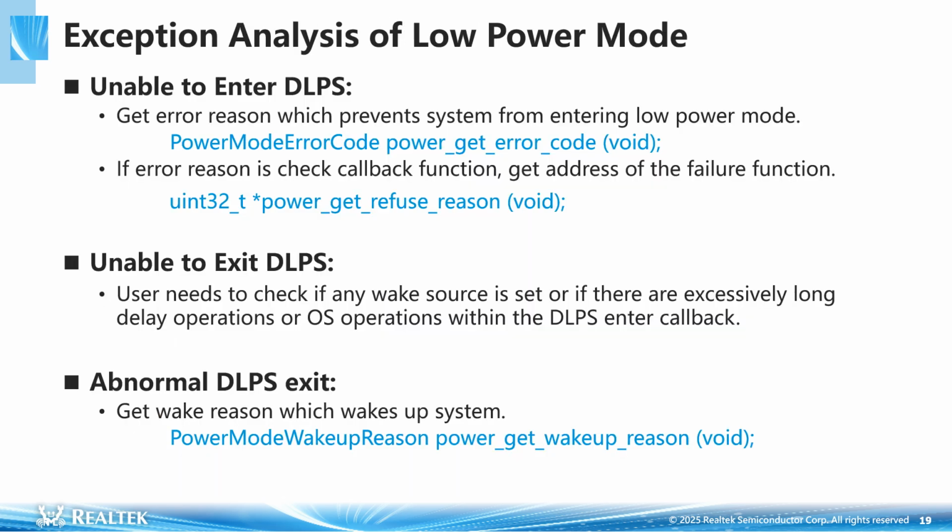Some common exception analyses are shown below. Unable to enter DLPS: the user can check the error reason to determine which component is preventing entry into low power mode. Unable to exit DLPS: the user needs to check if any wake source is set or if there are excessively long delay operations or OS operations within the DLPS enter callback. Abnormal DLPS exit: users can check the wake reason to determine which source has woken up the system.